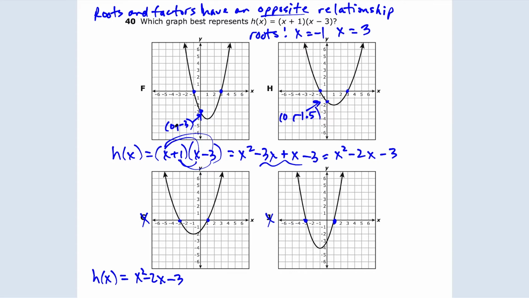But what that means is when I plug in 0 to the function, I would have to get that corresponding y-intercept. So if we plug in 0 here, notice what we get. We get 0 squared minus 2 times 0 minus 3, which would be equal to minus 3. So we would need a y-intercept of minus 3. So choice F would be the answer.